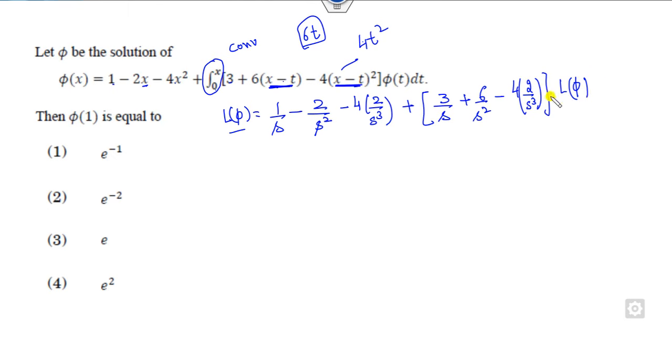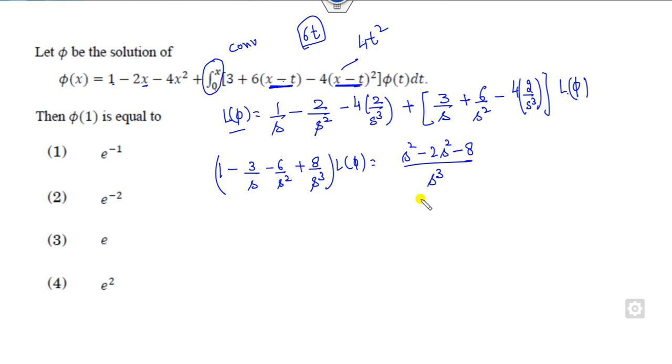Fine. So this is Laplace of phi, this is Laplace of phi. I can take it common: 1 minus 3 over s, 6 over s square plus 8 over s cube, times Laplace of phi. I can take s cube as LCM, and s cube cancels out. So it will be s cube minus 3s square minus 6s plus 8.